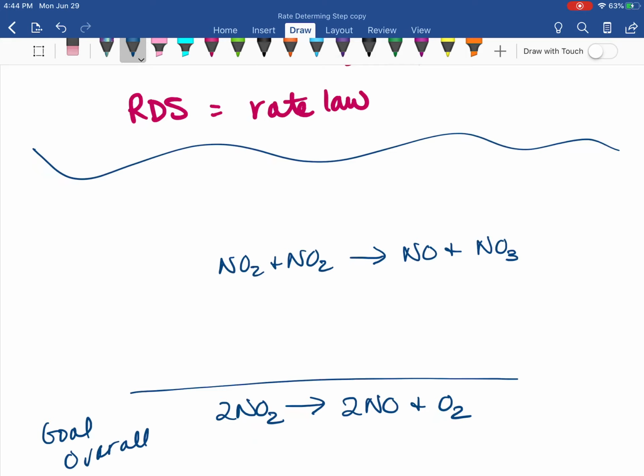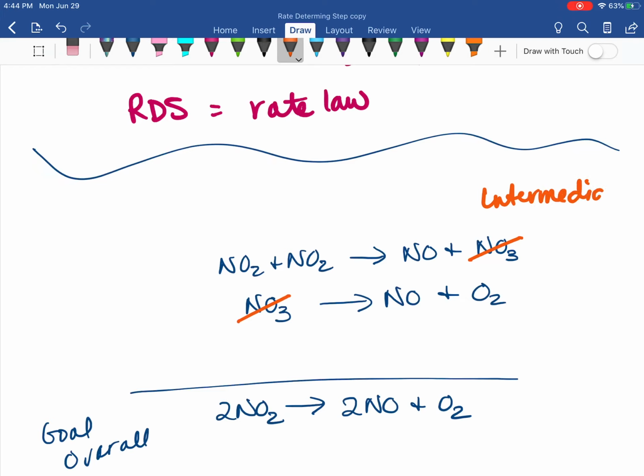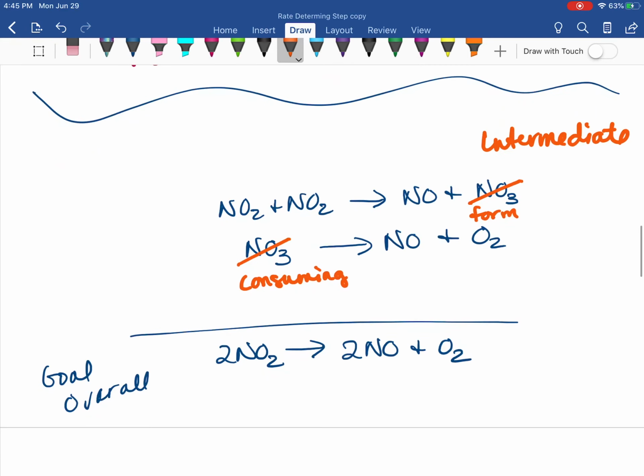All right, so then what if NO3 then decomposes into NO and O2? Okay, so this process then is actually 2 steps, and check it out. NO3 is an intermediate. That's what it means when you have something that's forming and consuming. So you end up forming it and then you end up consuming it. Doesn't end up in your overall process. That is an intermediate. Okay, so now how could we tell which one is our rate determining step?